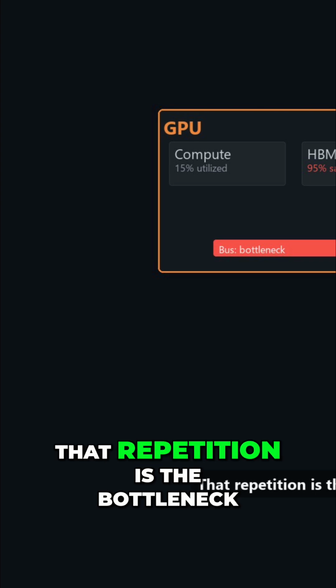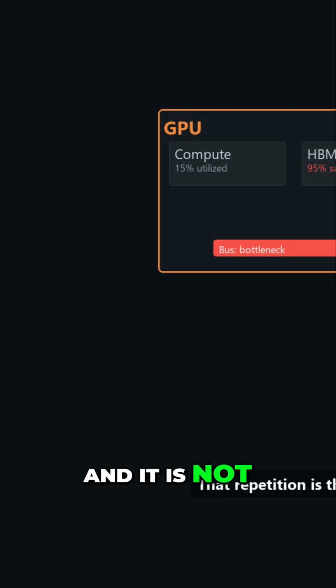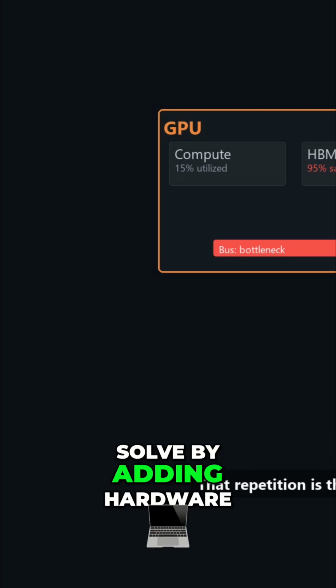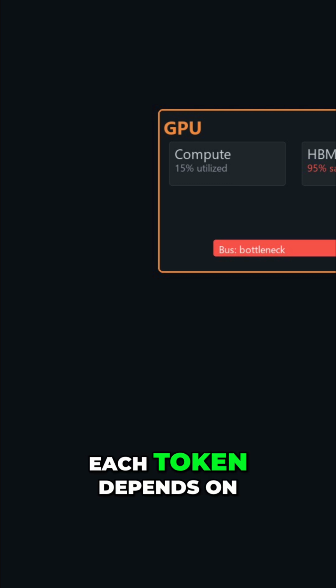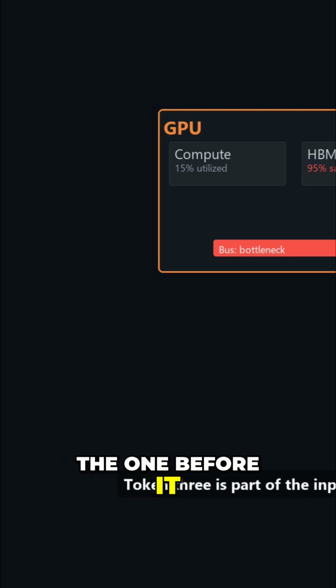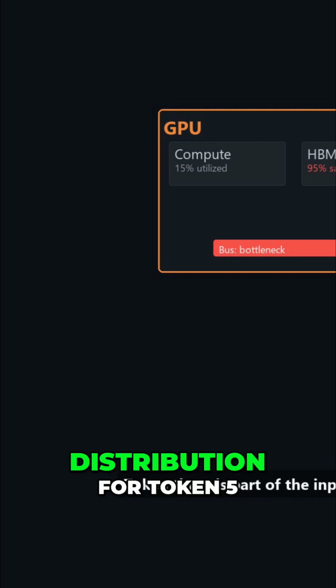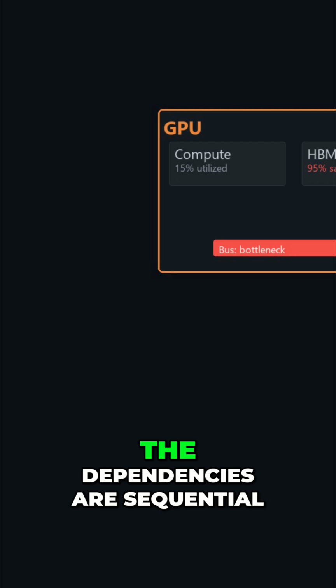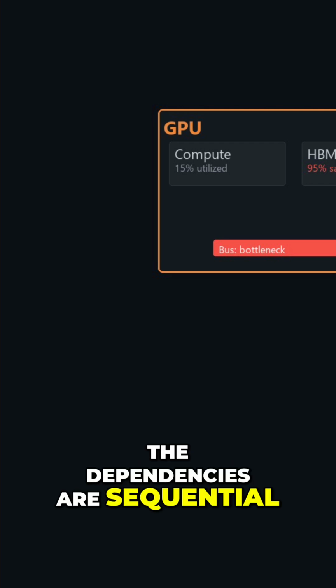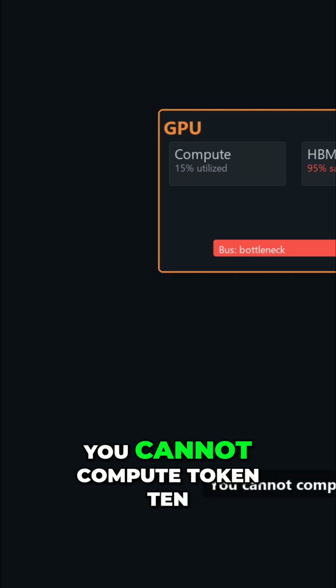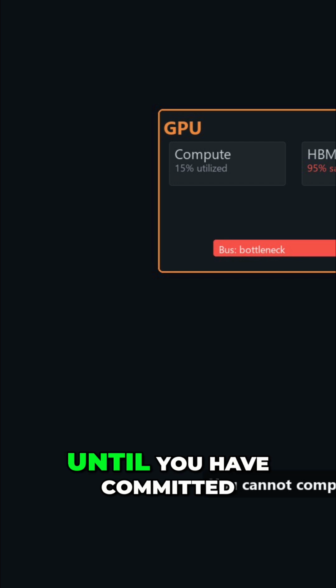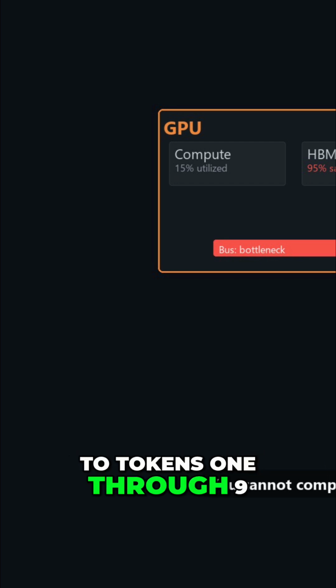That repetition is the bottleneck, and it is not the kind you can solve by adding hardware. Each token depends on the one before it. Token 3 is part of the input that determines token 4. Token 4 shapes the distribution for token 5. The dependencies are sequential by construction. You cannot compute token 10 until you have committed to tokens 1 through 9.